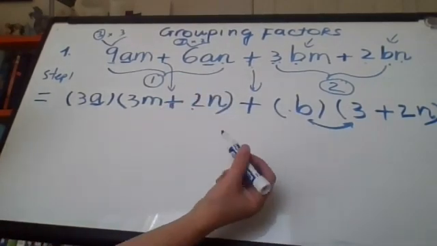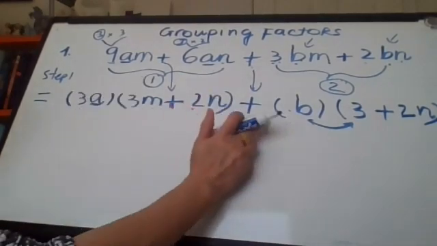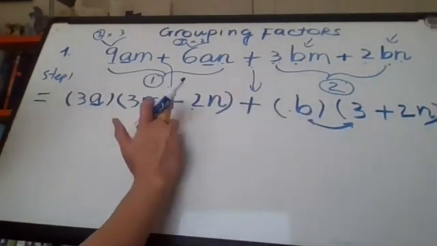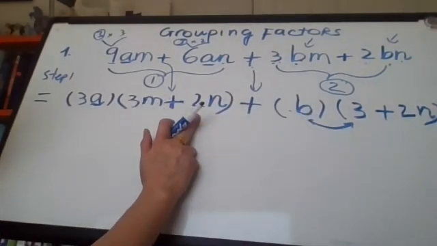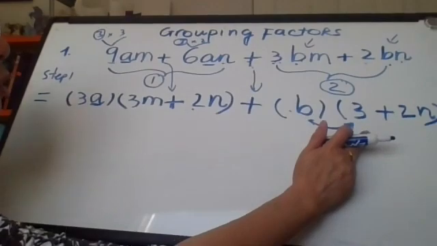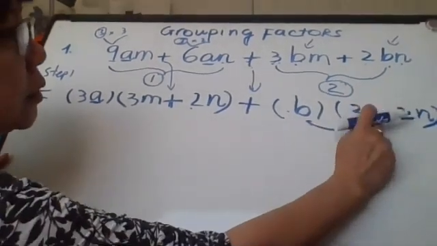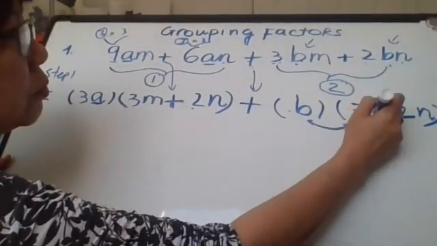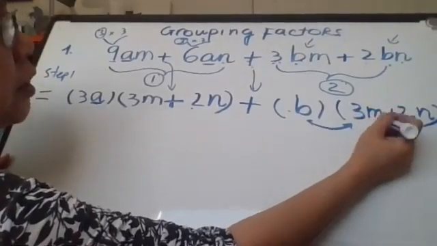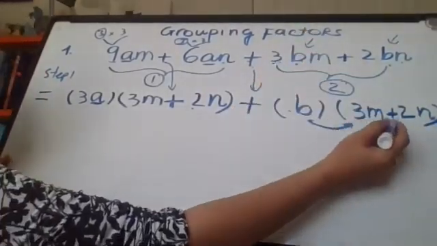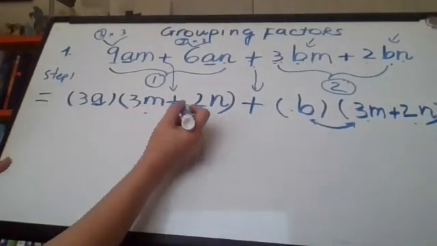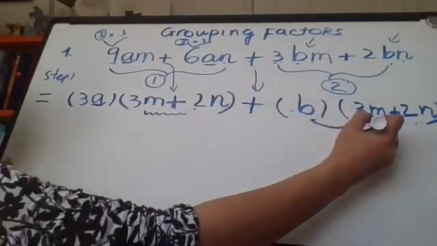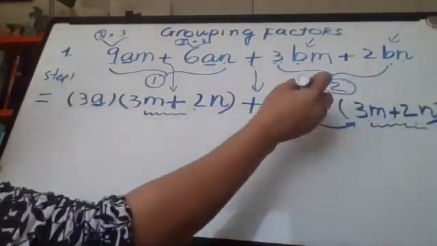So what is common in here? We have 3A, we have B, they're not common. We have 3M plus 2N, actually I'm missing the M in here, sorry. M is supposed to go in here. We have 3M plus 2N, right? 3M plus 2N. So 3M plus 2N is the same. 3M plus 2N is the same.